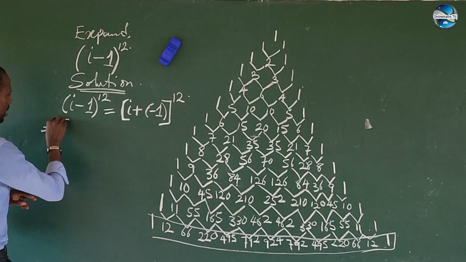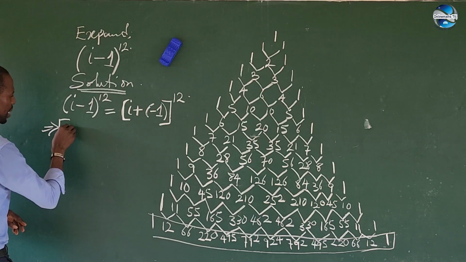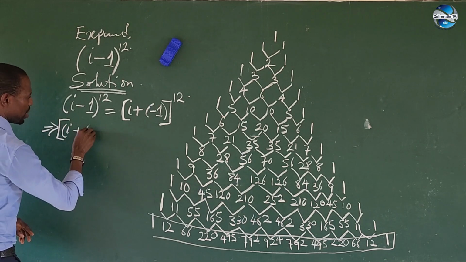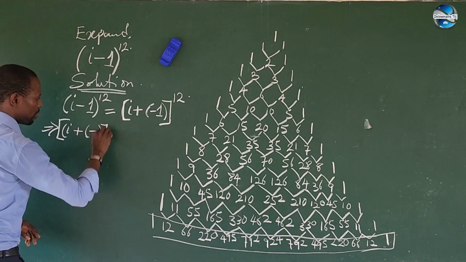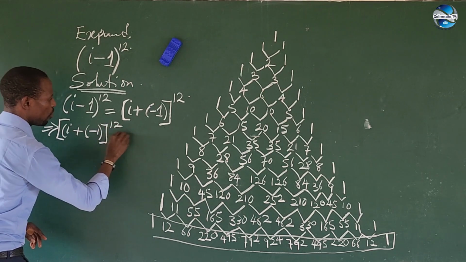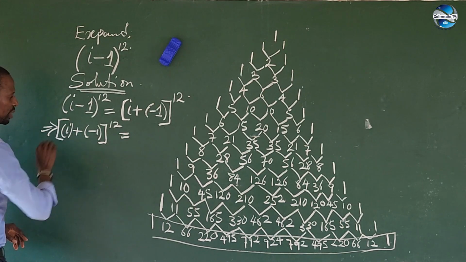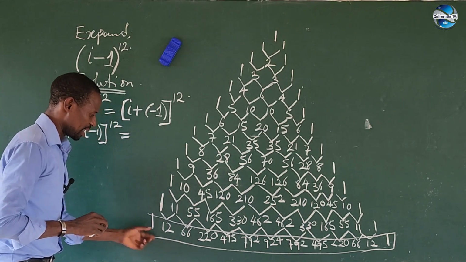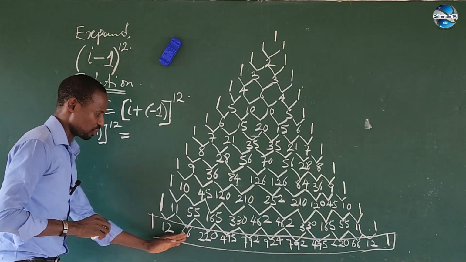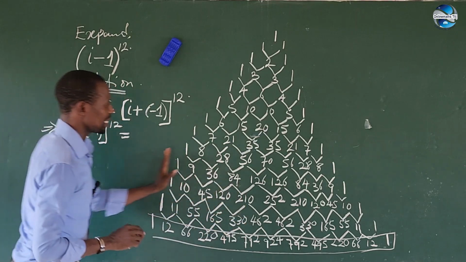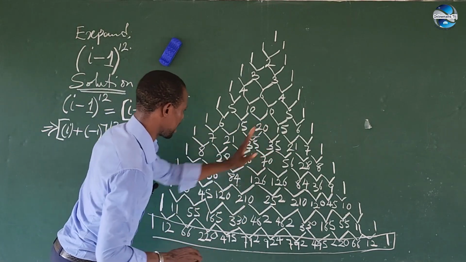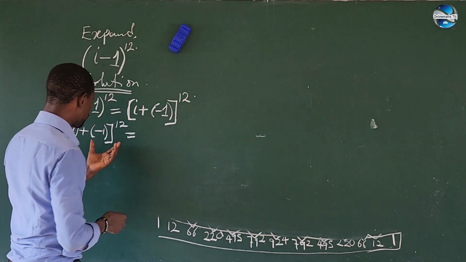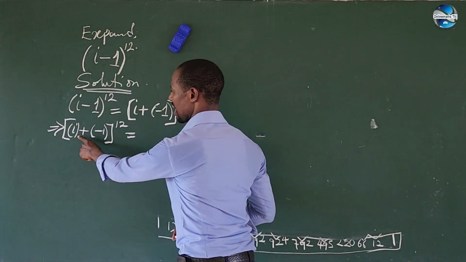So from here, this implies [i + (-1)] to the power of 12 is equal to what? The first coefficient here is 1, so the second one is what we're going to follow. But let's erase this part of our Pascal's triangle so that we have enough space to expand that. All right, but before we go ahead to expand this, remember we have i.